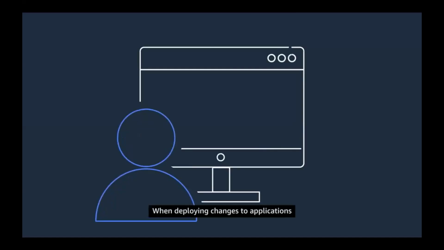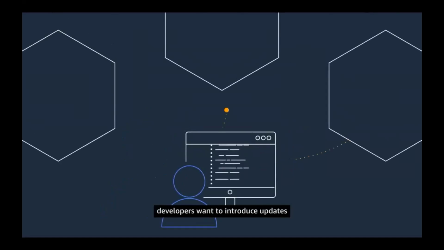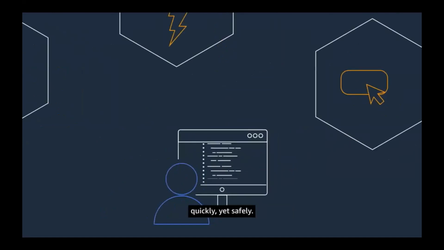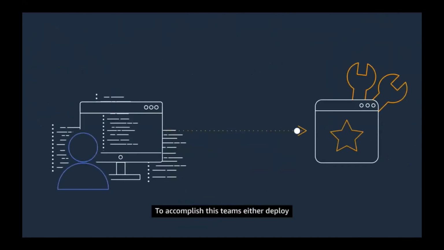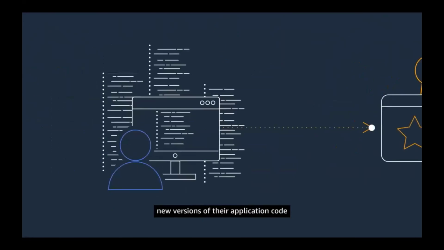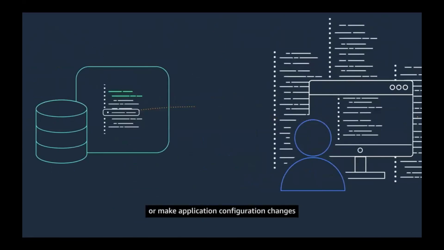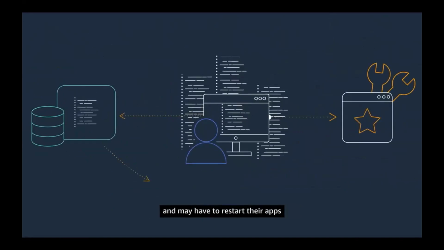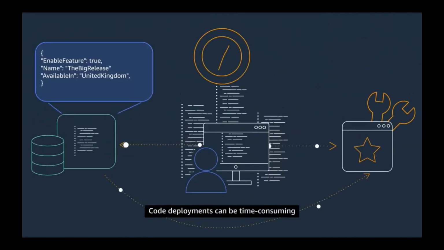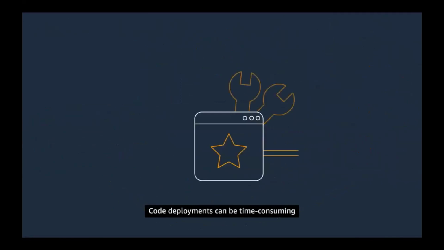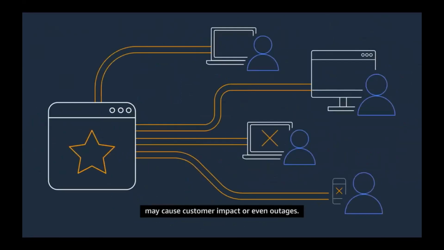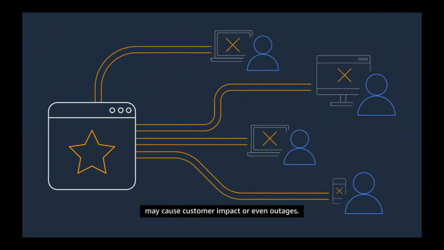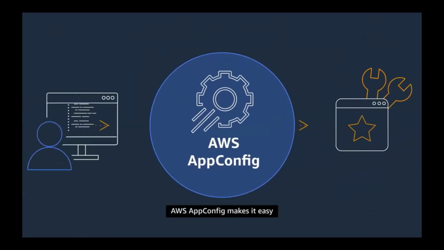When deploying changes to applications, developers want to introduce updates quickly yet safely. To accomplish this, teams either deploy new versions of their application code or make application configuration changes and may have to restart their apps for the changes to take effect. Code deployments can be time-consuming, and even a simple configuration change may cause customer impact or even outages. AWS AppConfig makes it easy to dynamically roll out application configuration changes in a validated, controlled, and monitored way.